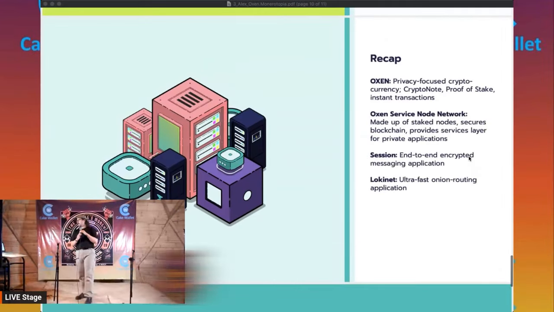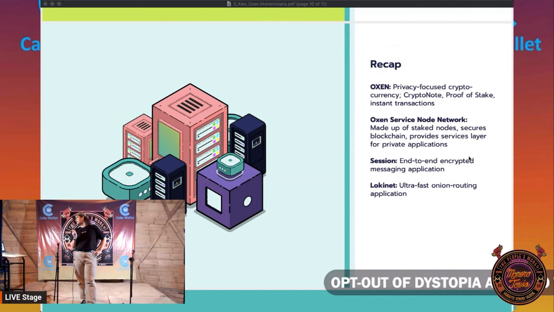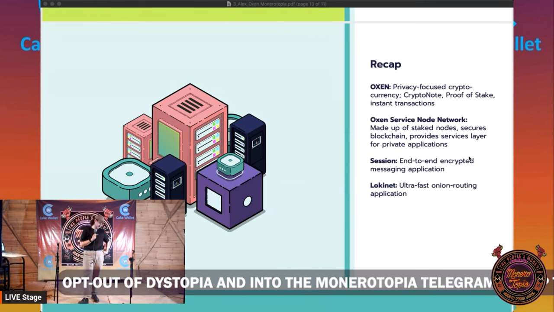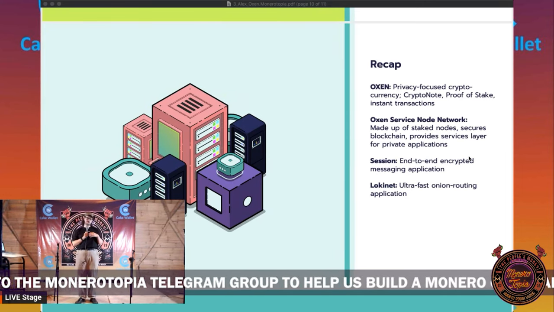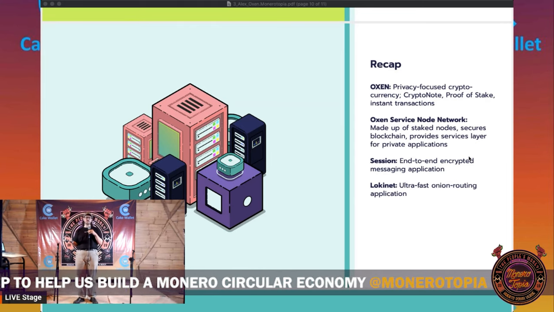Yeah, so just to go back over all of this, Oxen itself is privacy-focused crypto, using the CryptoNote protocol, proof of stake. We do have instant transactions. But I think the much more interesting thing is the Oxen service node infrastructure and what we've built on top of it. Of course, we have Session and LocalNet so far, right?